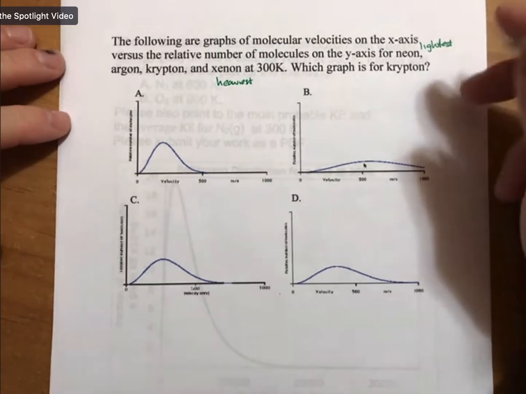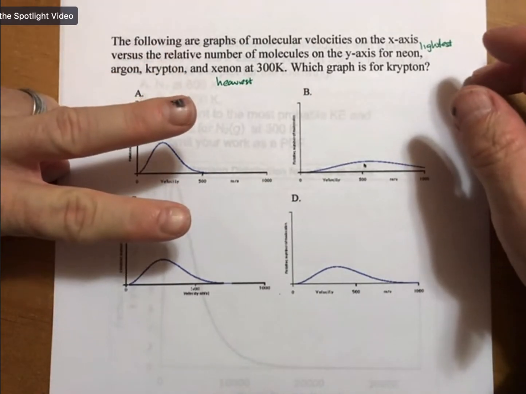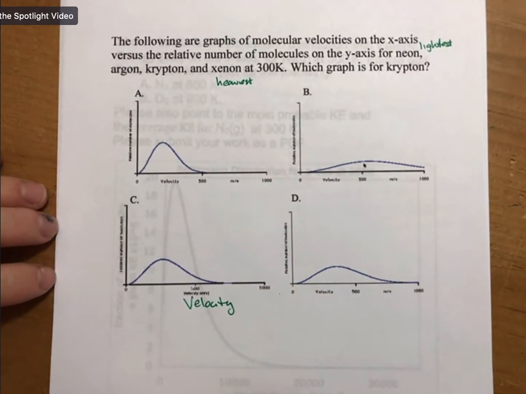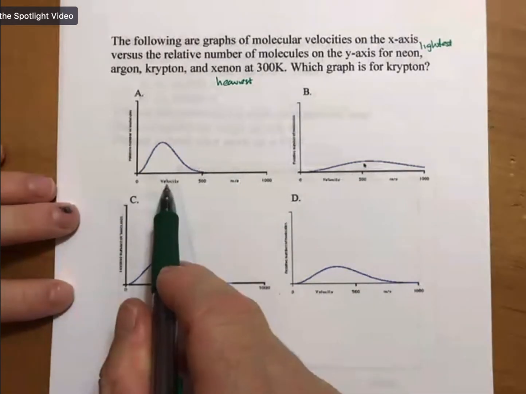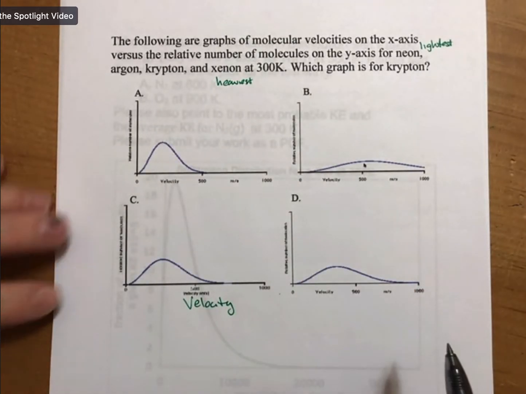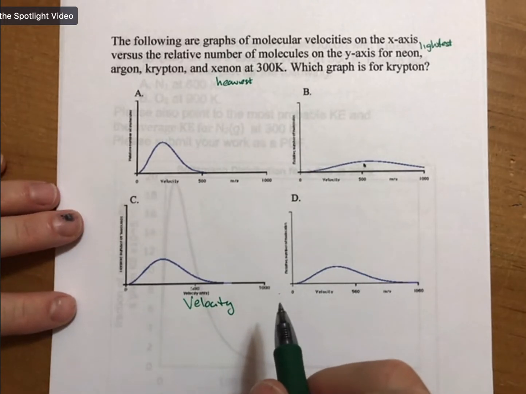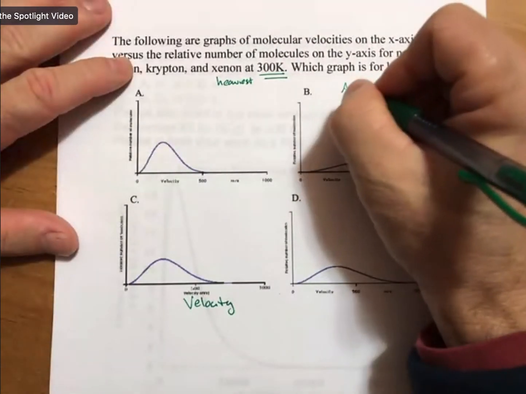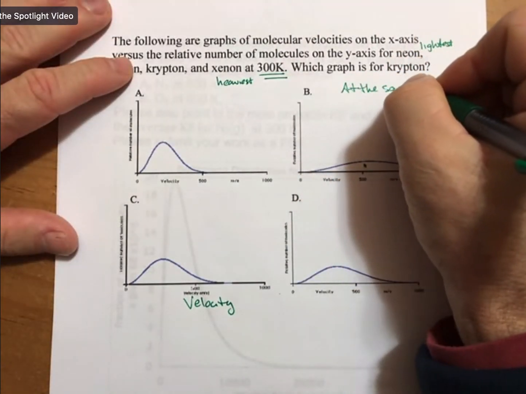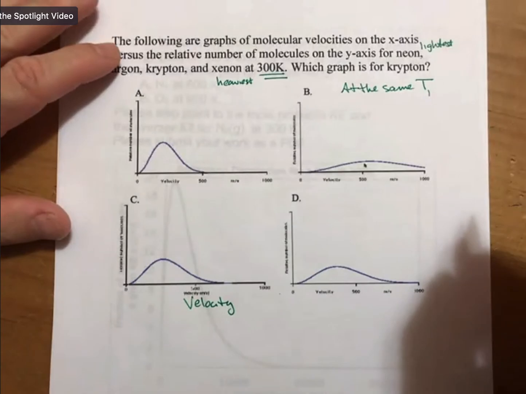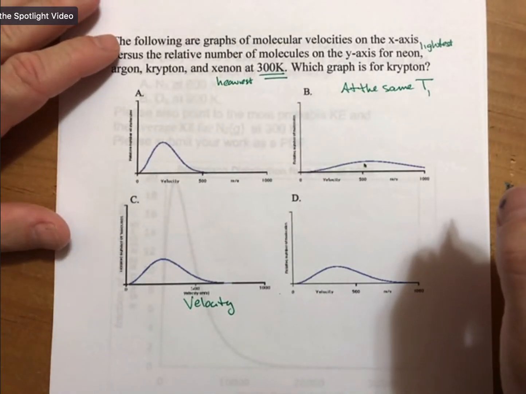Now, we're going to see today two kinds of graphs a bit like this. We're going to see ones with velocity on the x-axis, and we're going to see ones with kinetic energy. So this is one with velocity, and if you are doing the homework, you can see it's kind of blurry, but it says velocity and it actually gives some numbers. And what's important is that at the same temperature, T, capital T is temperature, heavier gases move more slowly.